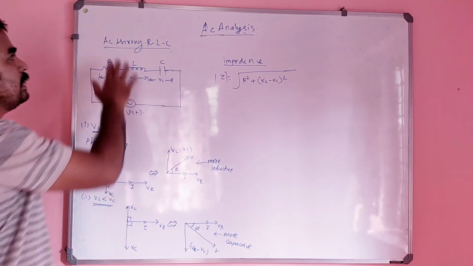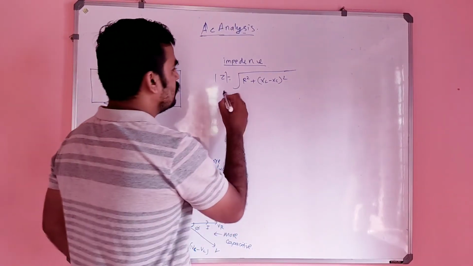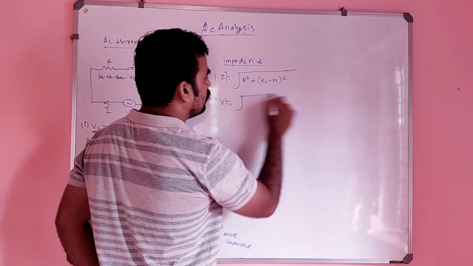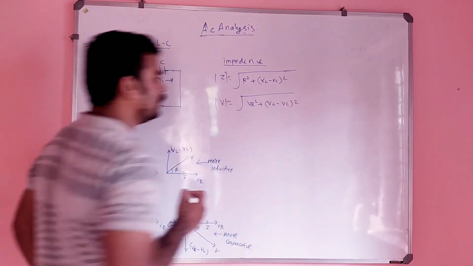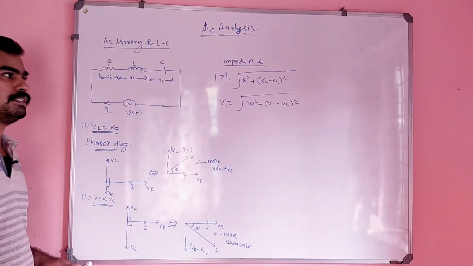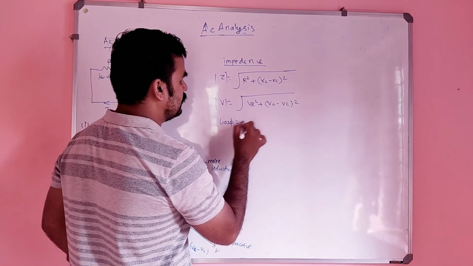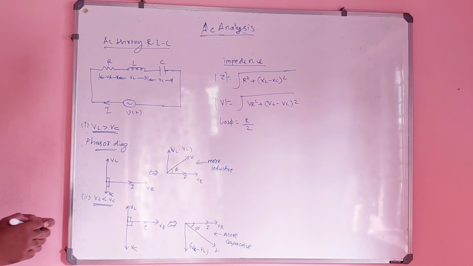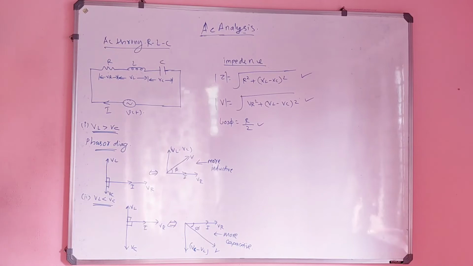So in an RLC circuit, the impedance will be root of R square plus XL minus XC the whole square. The resultant voltage V here is nothing but root of VR square plus VL minus VC the whole square, or VC minus VL the whole square. Again, there is no change in cos phi. Cos phi is nothing but R by Z. Is it clear? These things you have to keep in mind. So that's all about the AC through RLC circuit.